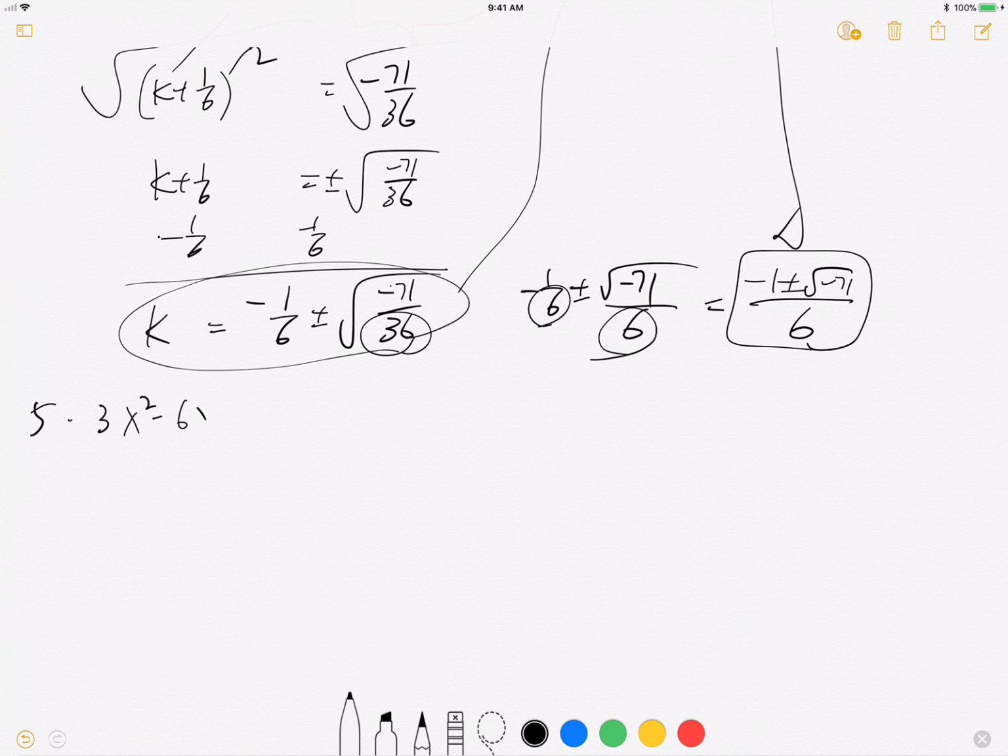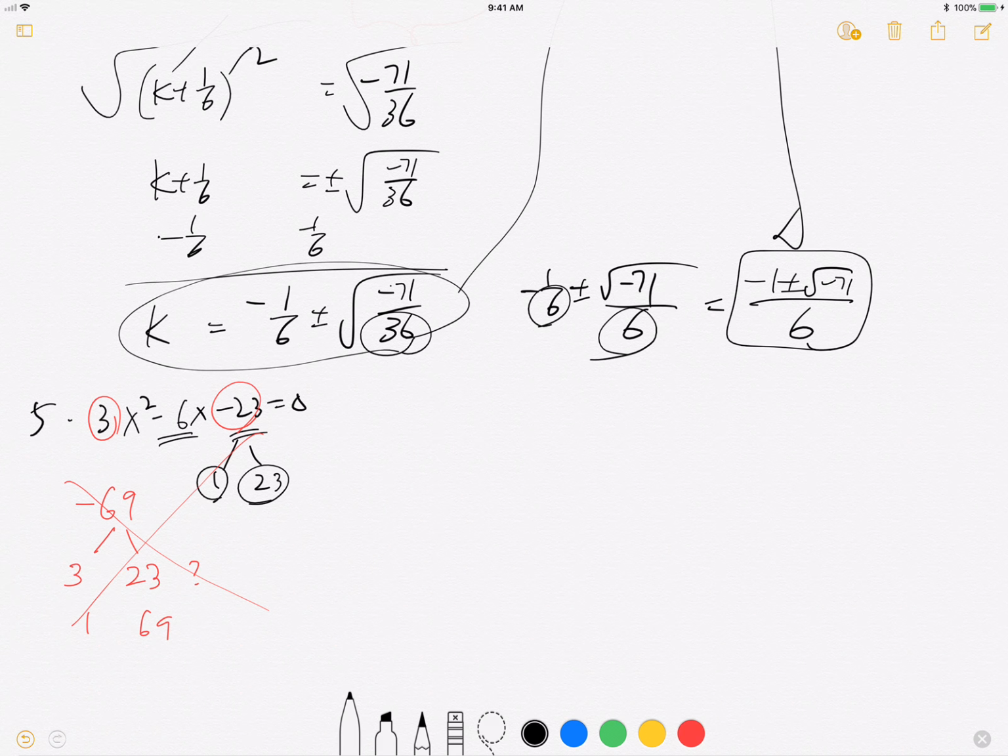Number 5. 3x squared minus 6x minus 23 is equal to 0. Now again, 23 is what we call a prime number, so there's no two factors that multiply to give you 23 other than 1 and 23. And if we use these two, there's really no way for us to get 6, even with the AC method combined. I mean, that's going to give you a 69, negative 69, and I don't know if there's any two numbers that multiply to give you that. There is 3 and 23, but that's pretty much it. 1 and 69.